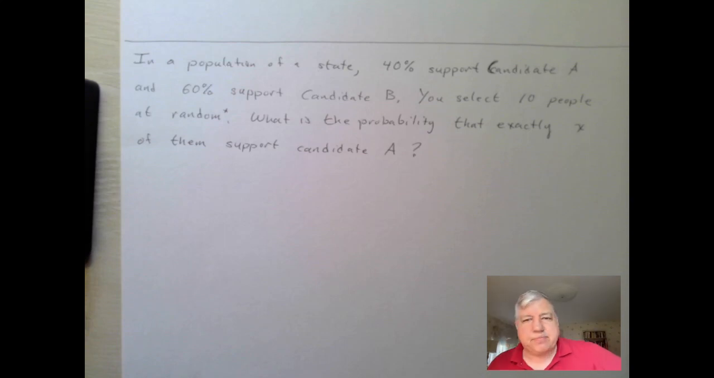But with that out of the way, let's say, what is the probability that exactly X of them support candidate A? All right, well, in a way, this is kind of like a coin toss in the sense that you're going to have 10 trials, and for the outcome of each trial, someone's either going to say A or B. And the probability that they say A is 40%, or 0.4, and the probability that they say B is 60%, or 0.6. So that's, in a way, the same thing.